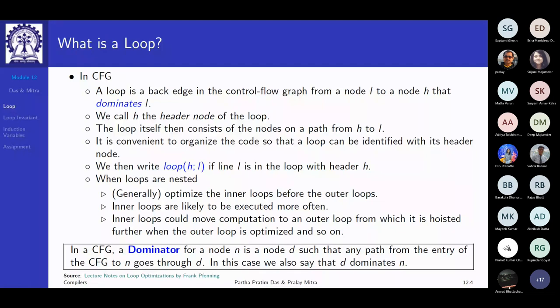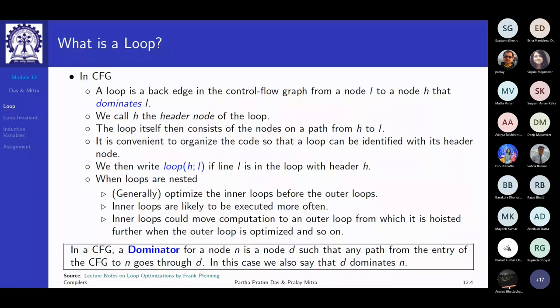Now, given this, we define a predicate loop HL if line L is in the loop with header H. Right? So two conditions. One is it has to be a loop with H as the header, and L must belong to the loop, which means that H must be dominating L.